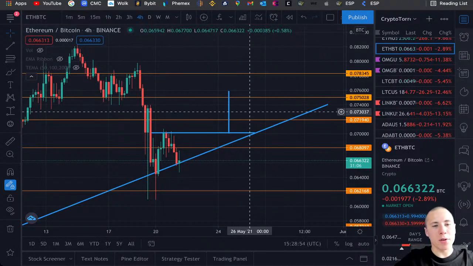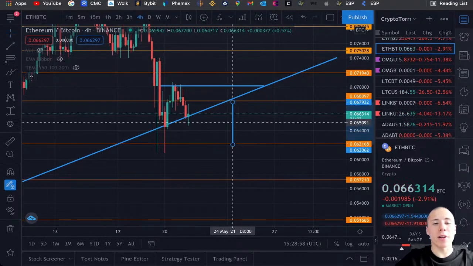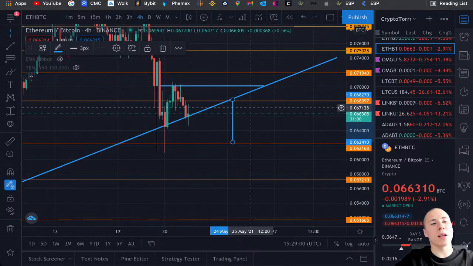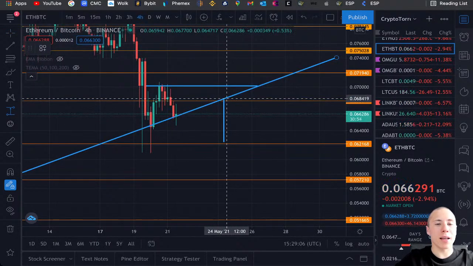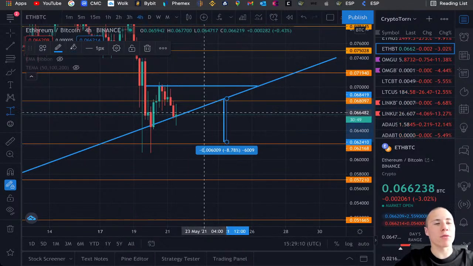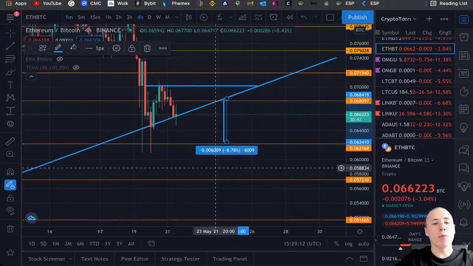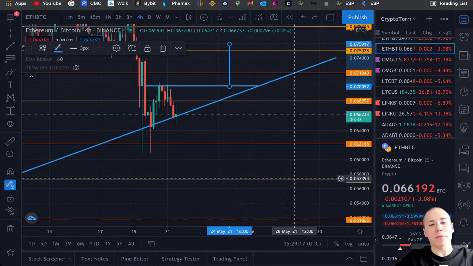So that's what I personally think could be happening over here. And of course you could be looking at it differently, but that is what I will be showing you in just a few seconds. But if we break down towards the downside on Ethereum, what I personally think is that we will be having approximately a 9% drop towards the downside, and we will be finding support over here.